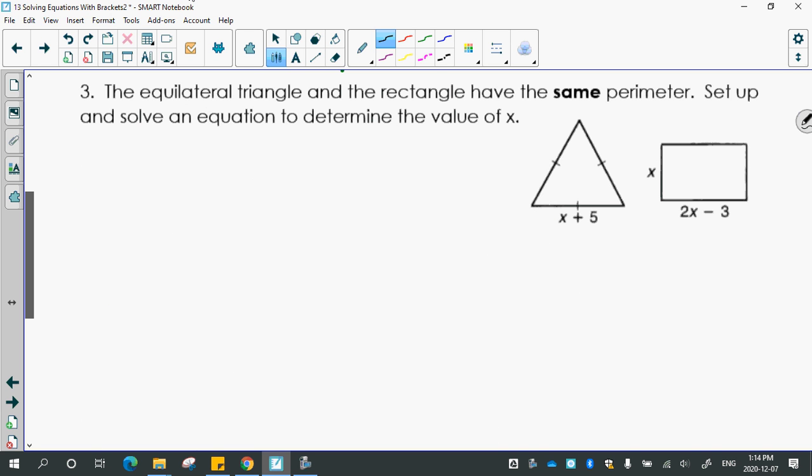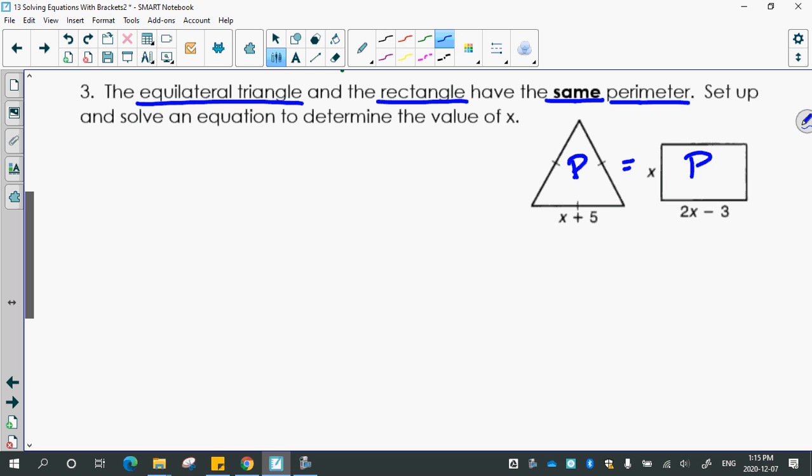So the last two and 3 are both examples of questions that have been on EQAO in the past. It says the equilateral triangle and the rectangle have the same perimeter. Set up and solve an equation to determine the value of x. Okay? So I kind of think of it as this triangle's perimeter is equal to this rectangle's perimeter. When it says they have the same perimeter, their perimeters are equal. Does that make sense? Think of it that way.